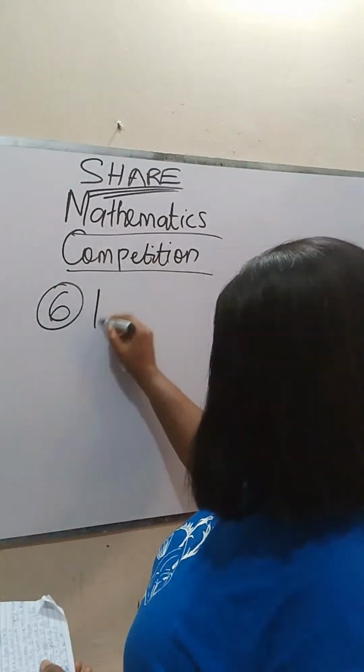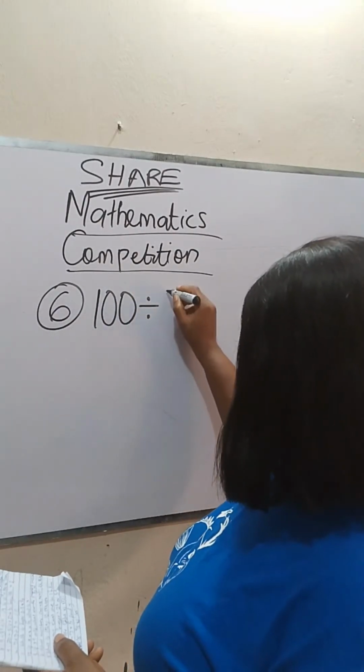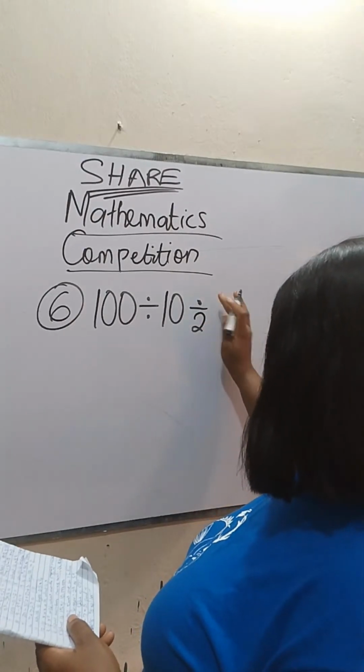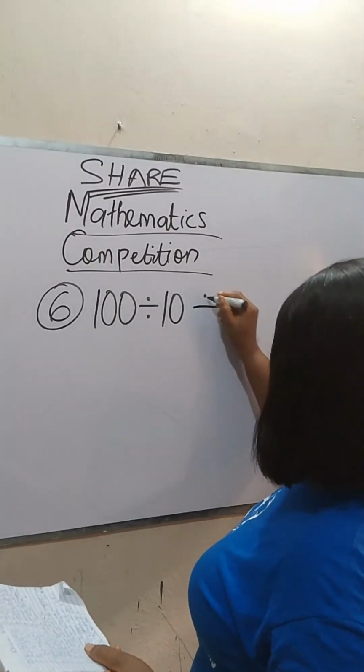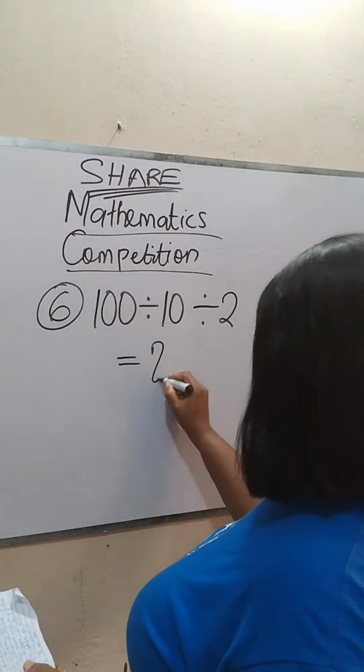Question number 6. We have 100 divided by 10 divided by 2 is equal to what? So solve this. Drop your answer.